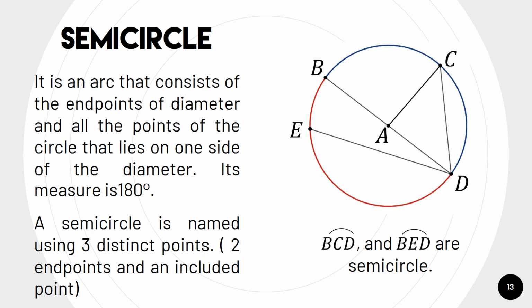Let's start with semicircle. It is an arc that consists of the endpoints of a diameter and all the points of the circle that lie on one side of the diameter. Its measure is 180 degrees. A semicircle is named using three distinct points, two of which are the endpoints and an included point, giving us the idea that we can name two semicircles, which are arc BCD and arc BED.